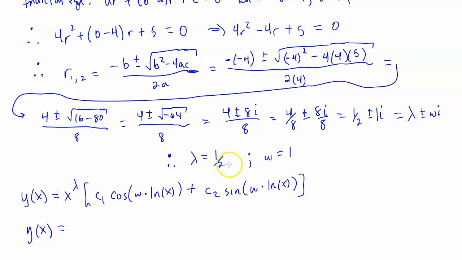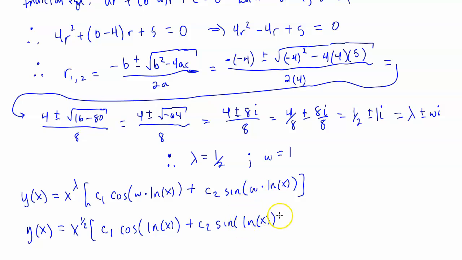So x raised to the 1/2 is the same as square root of x. And actually, I'm going to rewrite this as x raised to the 1/2 because it'll be better for us in finding the derivatives later. Got x raised to the 1/2 times c1 cosine of, since omega is just 1, we can just do natural log of x here, plus c2 sine of, omega is 1, so it's just natural log of x there. All right, so we have what our general solution is.